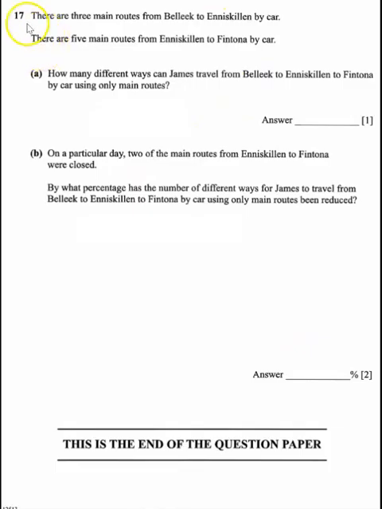Okay, question 17. This is a bit of a wordy question for 1 mark. There are 3 main routes from Balleek to Enniskillen by car. There are 5 main routes from Enniskillen to Fintona by car. How many different ways can James travel from Balleek to Enniskillen to Fintona by car using only main routes? So we have 3 times 5 equals 15. This is because there are 3 main routes from Balleek to Enniskillen and 5 from Enniskillen to Fintona. So 3 multiplied by 5 would give you 15 different ways he can travel.